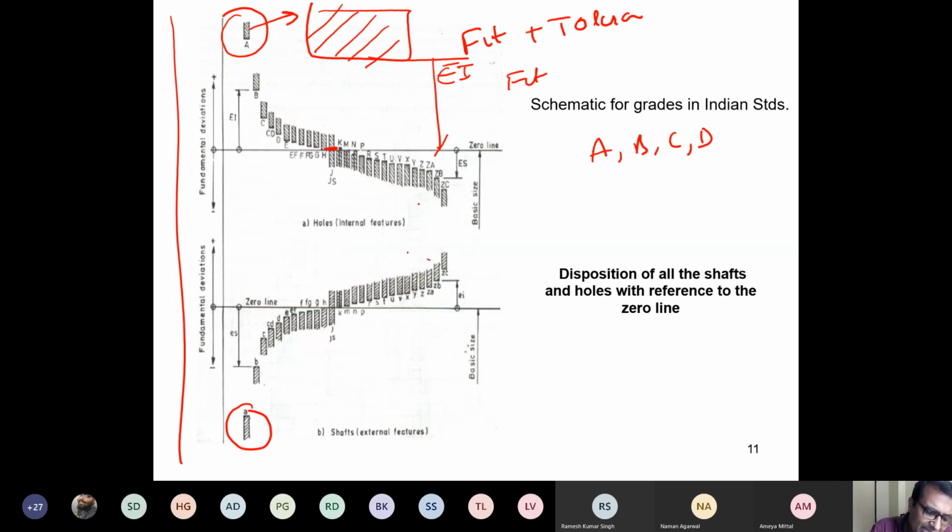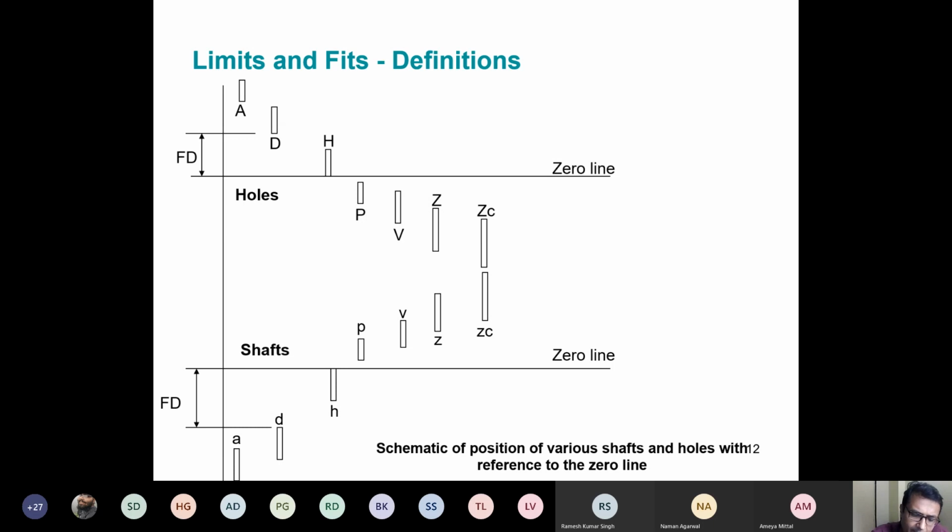What happens is my EI is above the zero line. Very good. So AA will be very loose clearance, very large clearance. As we keep on going tighter and tighter, let's say H. If I have H, what happens? At H, what will happen? A is above the zero line, and for the hole and shaft it is just very symmetric.